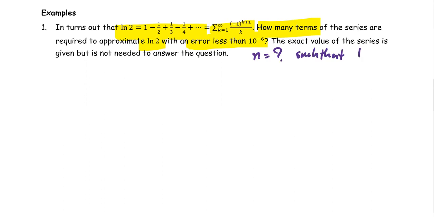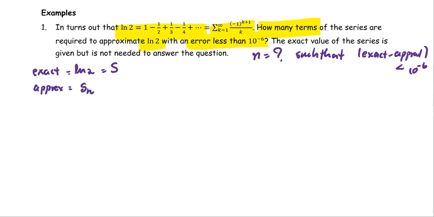We're going to find n such that the absolute error, which is the exact minus the approximate, is less than 10 to the -6. The exact value is the natural log 2, or we use S as the sum of this series, and the approximate means we use the first n terms, or the partial sum Sn. So the absolute error, which is the absolute value of S minus Sn, which is the same as the absolute value of the remainder term, must be less than 10 to the -6.